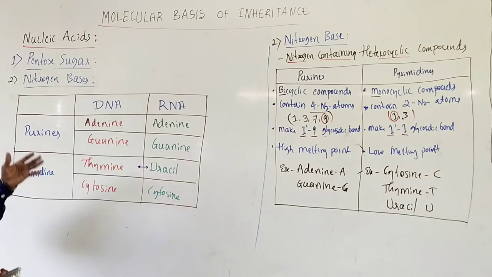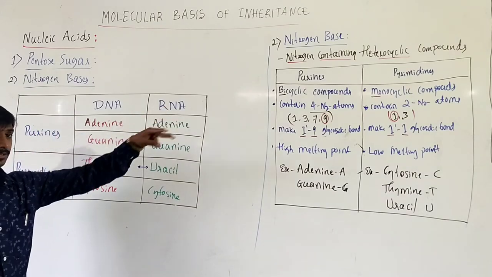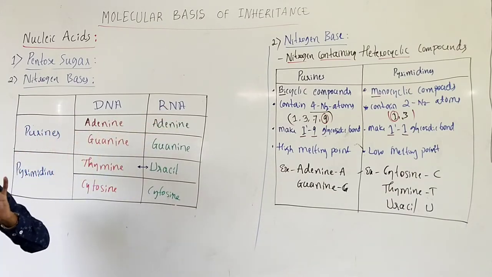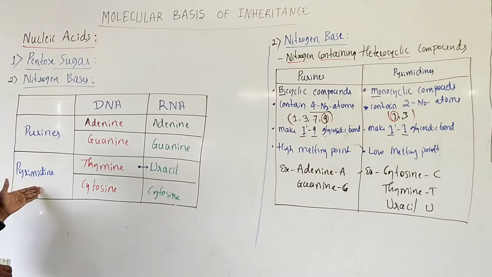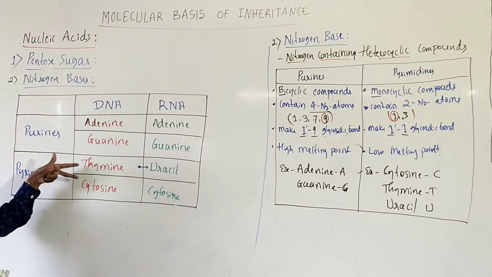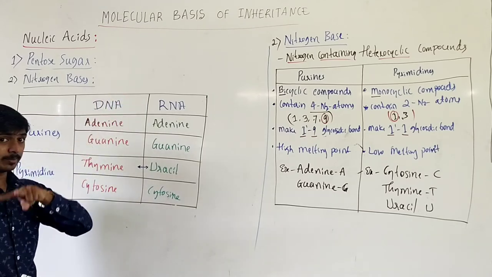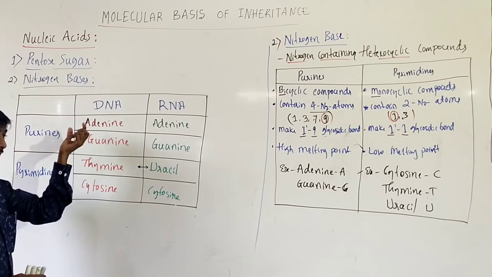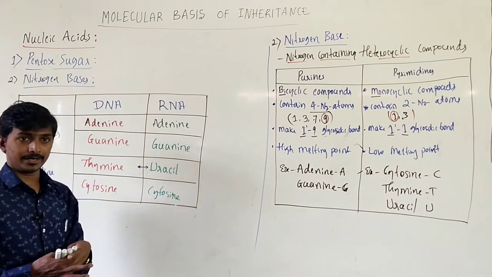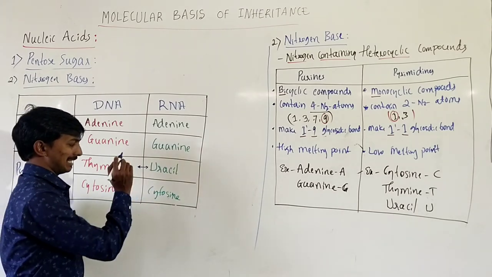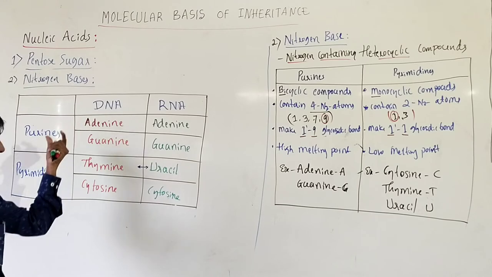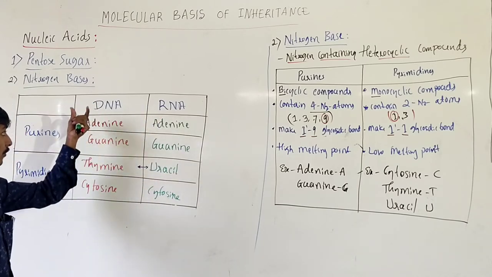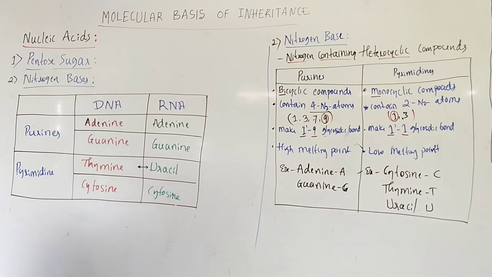DNA has two purines, adenine and guanine. RNA has two purines, adenine and guanine. Similar, no difference. But in the case of pyrimidines, DNA has thymine and cytosine, while RNA has uracil and cytosine. Thymine of the DNA is replaced by uracil in RNA. So remember this uracil and thymine difference. These are the nitrogen bases present in DNA as well as RNA.